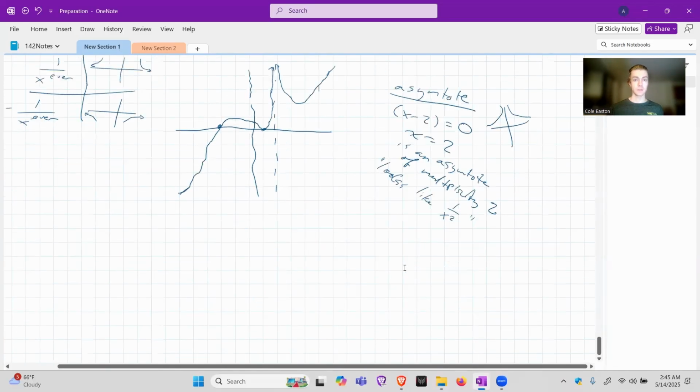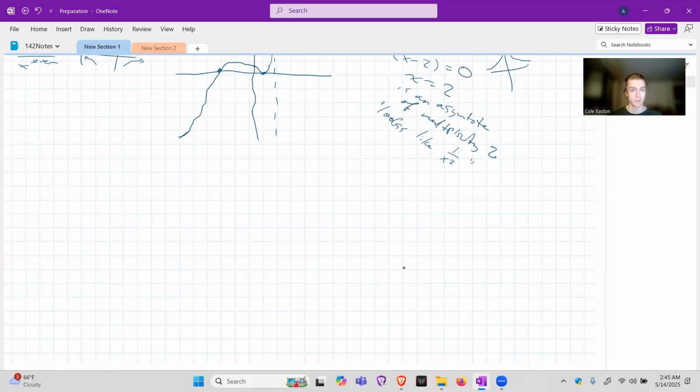Okay, let's do another one. Let's just do this. Let's do x over x squared minus 1. Okay, so that equals x over, this time I didn't factor it. Sometimes they're not going to factor it.